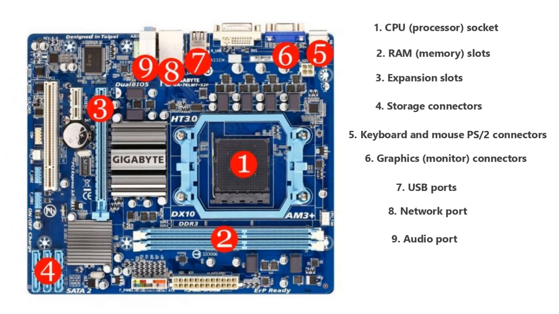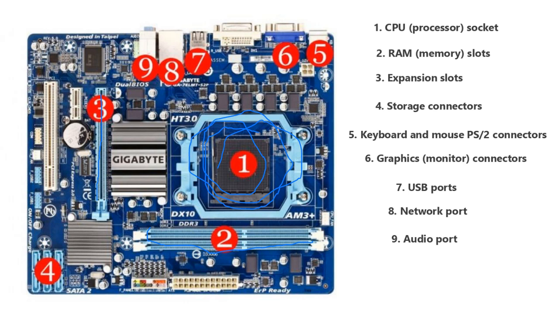In a motherboard, if you open a laptop or desktop, you can see there is a board called the motherboard, and the board has many things. One of them is the processor. Number one is the CPU, and number two is the memory slot, the RAM slot. Number three are the extension slots. Extension means if you want to add some external things, you can do it.